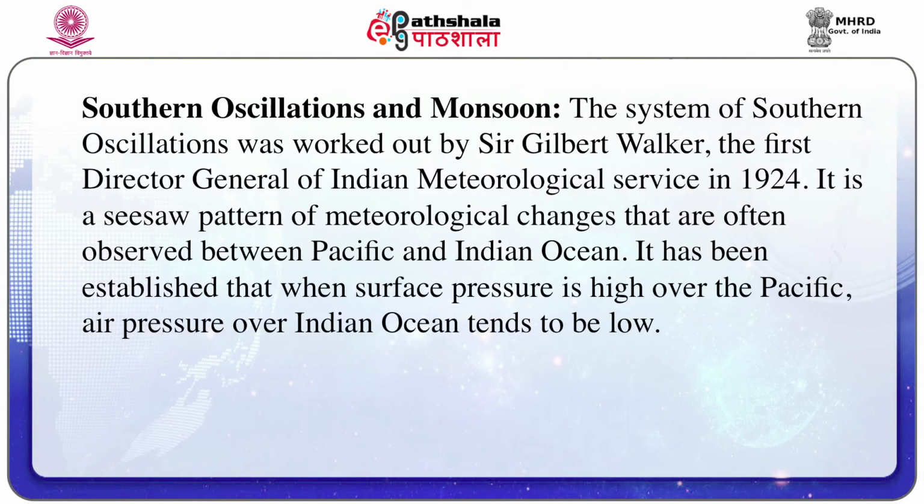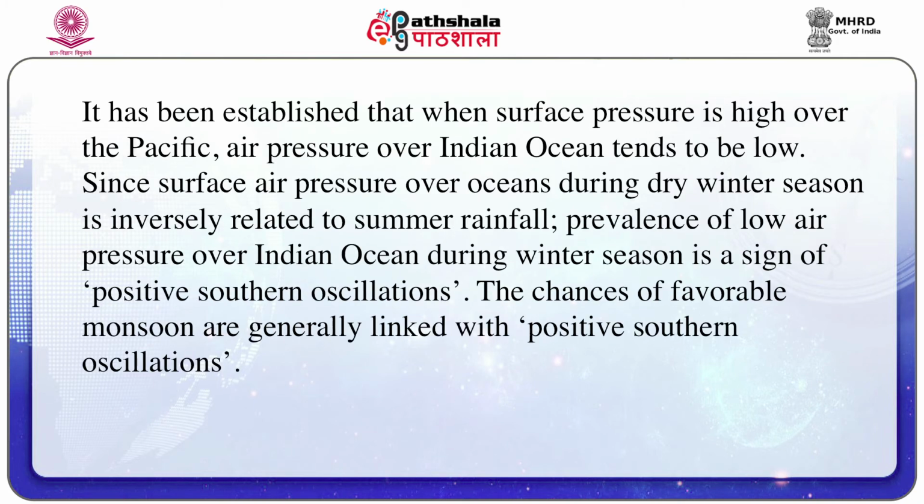Southern oscillation and monsoon. The system of southern oscillation was worked out by Sir Gilbert Walker, the first Director General of IMD, in 1924. It is a seesaw pattern of meteorological changes often observed between the Pacific and Indian Ocean. It has been established that when surface air pressure is high over the Pacific, air pressure over the Indian Ocean tends to be low. Since surface air pressure over the ocean during the dry winter season is inversely related to summer rainfall, prevalence of low air pressure over the Indian Ocean during winter is a sign of positive southern oscillation. The chances of a favorable monsoon are generally linked with positive southern oscillation.